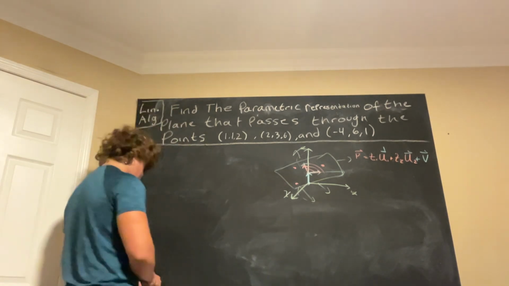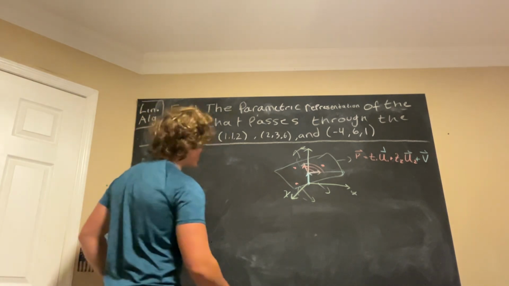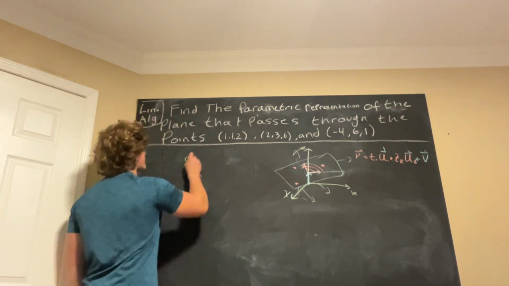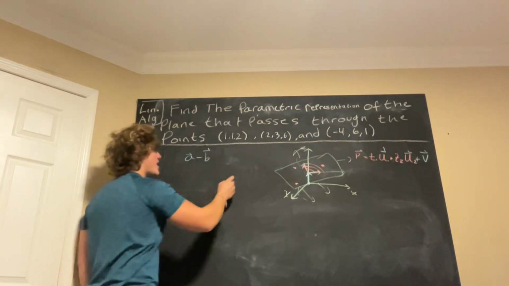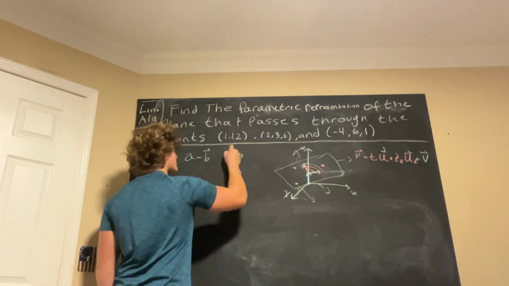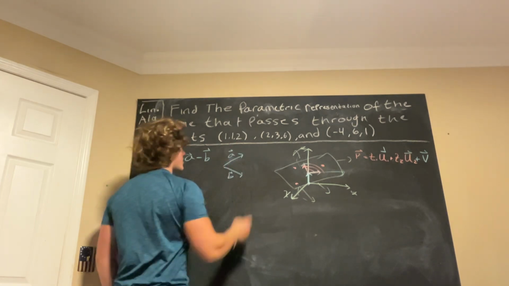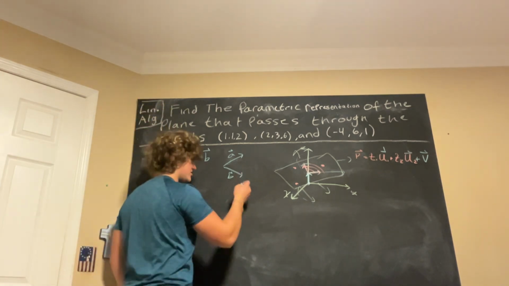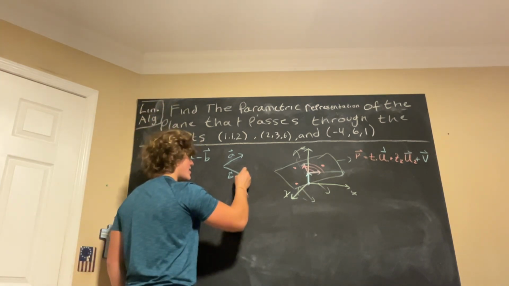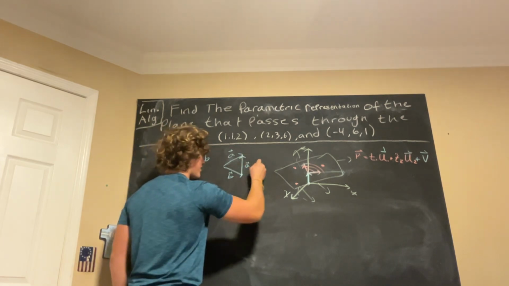Now, to solve this problem, we must use the idea that if you have a vector A and you subtract a vector B, and these are the 2 vectors, let's say this is A, and then this is B. Vector A minus vector B is the same as starting at vector B and going up to the tip of vector A. So this is A minus B.